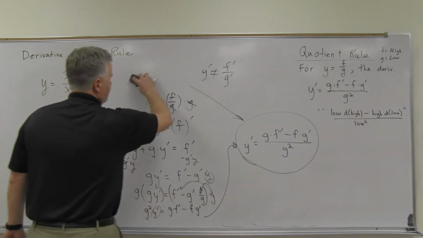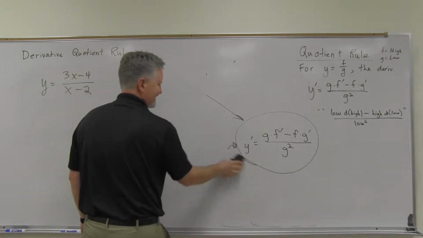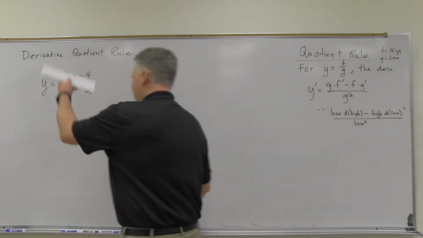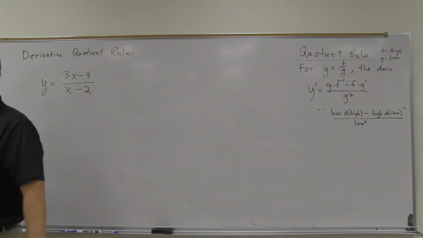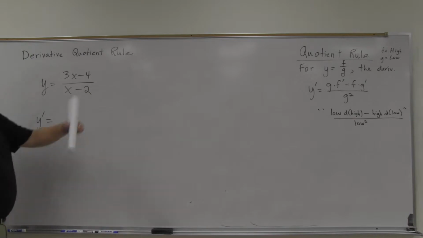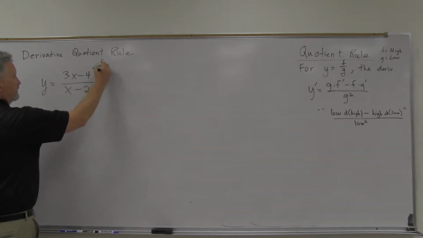Okay, so all that being said then, what do we got over here? We're back to y equals (3x minus 4) over (x minus 2). So the derivative is that. This is f, this is g, high, low, however you want to remember it.